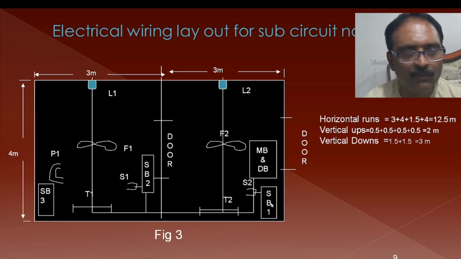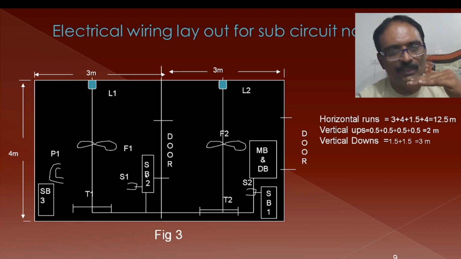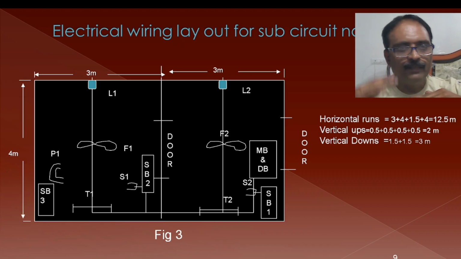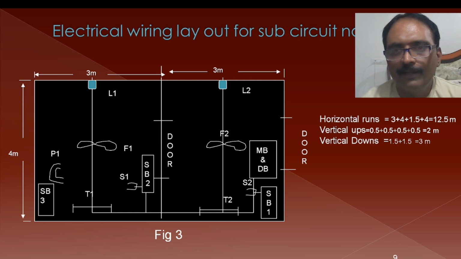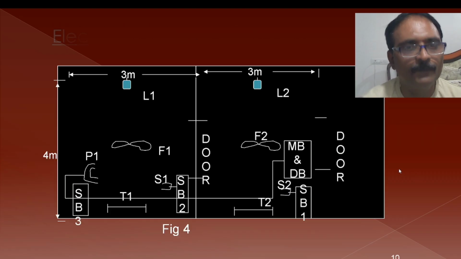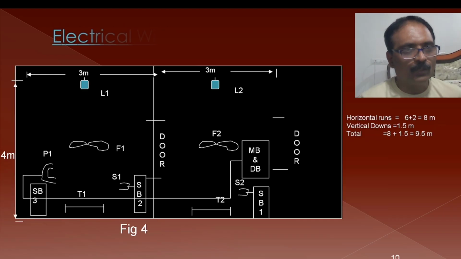So totally we have two switchboards, switchboard 1 and switchboard 2. These switchboards are going to be located at 1.5 meters from the floor, and the horizontal run will be 3 meters, so 3 minus 1.5 is 1.5 meters. So the vertical downs will be 2, and that will give you the value of 3 meters. So totally the length of the PVC conduit will be 12.5 plus 2 plus 3, so put together 17.5 meters around.